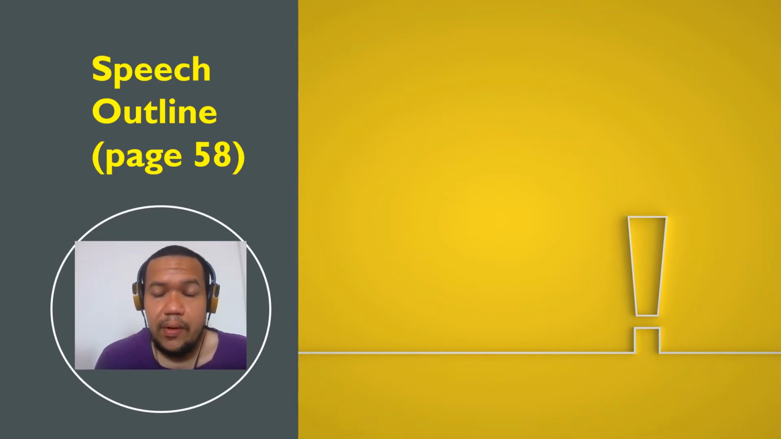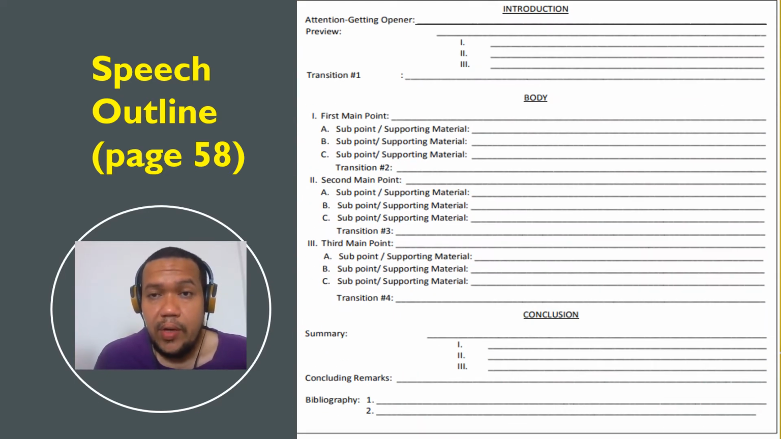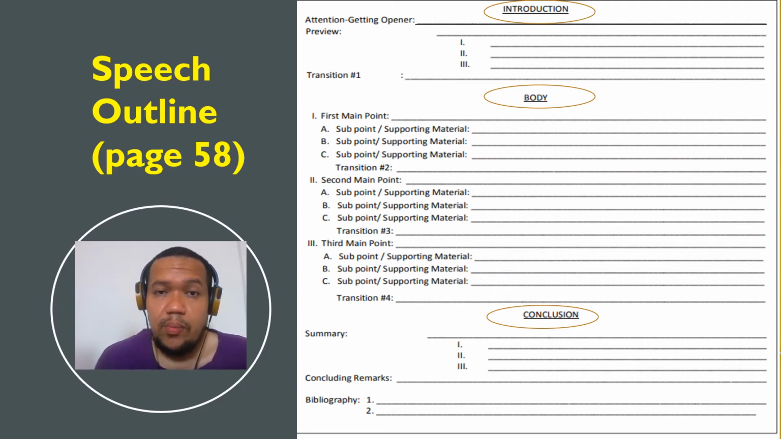All right, if you refer to the module page 58. If you look generally, the main thing that you need to put in your speech outline is first introduction, second is body or the content of the speech, and last is conclusion. In the introduction, you must have attention getting opener, and then preview, and don't forget to put transition. I'm going to explain in detail what is attention getting opener, preview, and transition.